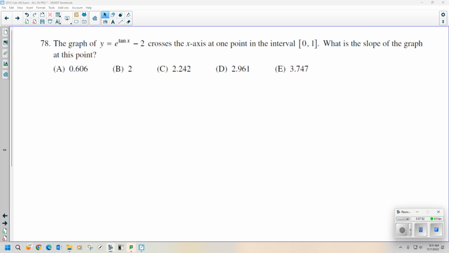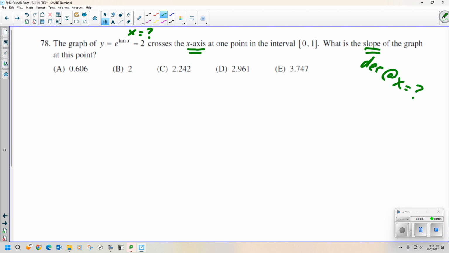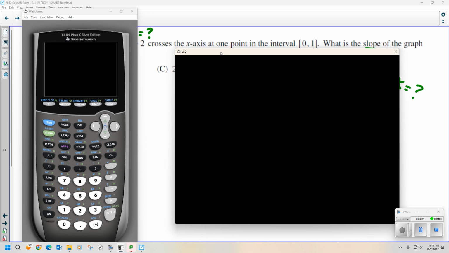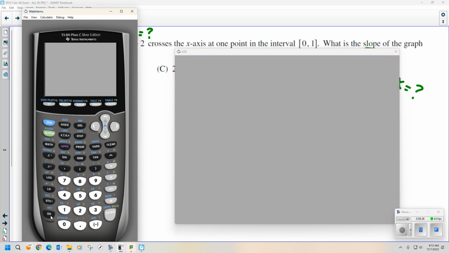Okay, first of all, I need to see, well, what x value do I have that would make that be a 0 or an x-intercept, okay? And next, all right, I need to find the derivative or slope at that point. So I need to find the derivative at my x value that I'm trying to find. So first, let's open up this calculator, view attached to LCD, and we are going to put in the equation that they gave us because we want to find the x-intercept.